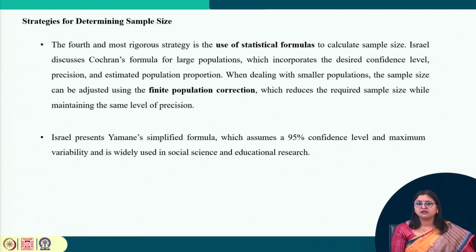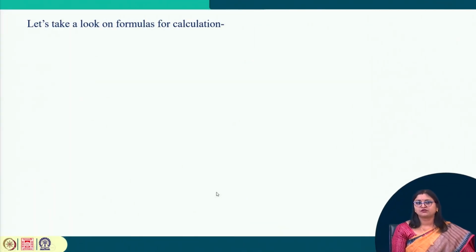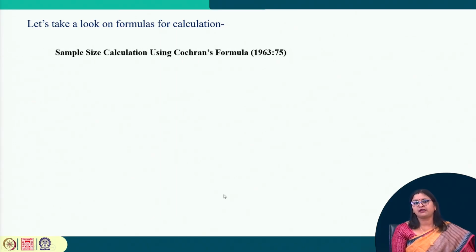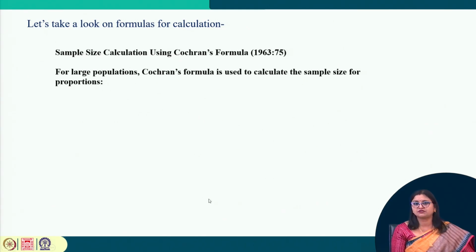He presents Yamane's simplified formula, which assumes a 95% confidence level and maximum variability and is widely used in social science and educational research. So, let us look at the formula for the calculation to determine the sample size. The sample size calculation using Cochran's formula, given in 1963. For large populations, Cochran's formula is used to calculate the sample size for proportions.